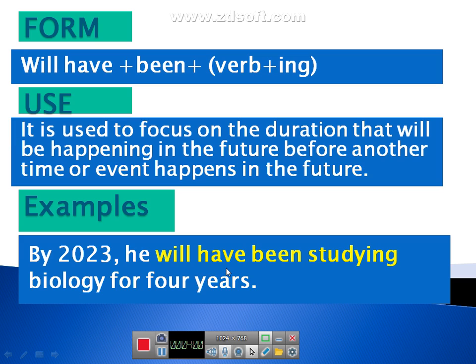Here this tense is used to focus on the duration. The duration here is for 4 years. It is the duration that an action will be happening before a specific time in the future. He will have been studying biology for 4 years. This action will continue for 4 years before a specific time, which is 2023. By 2023 he will have been studying biology, the science of the study of living creatures, for 4 years.